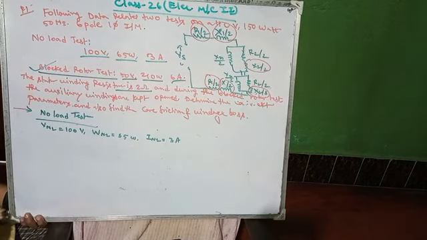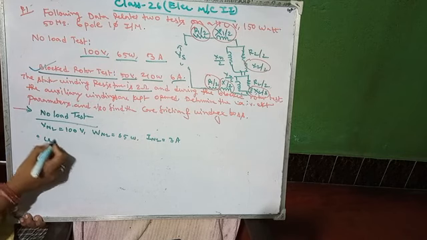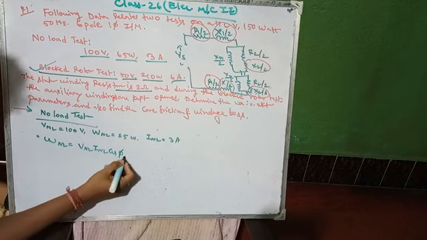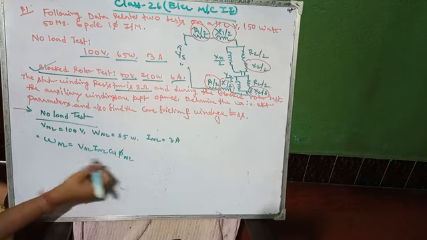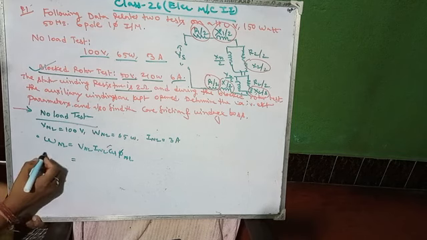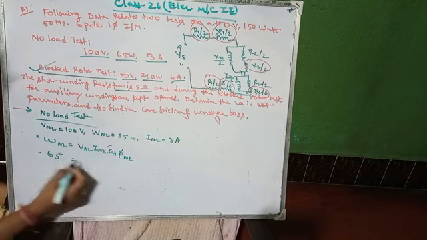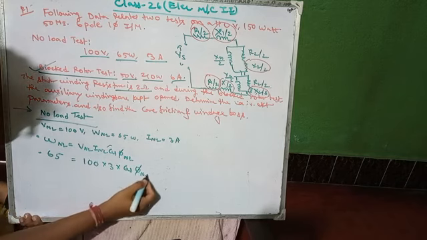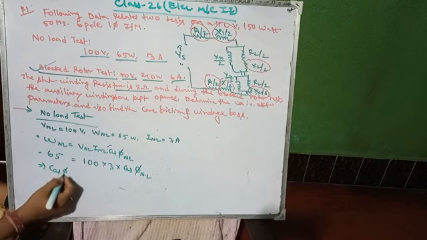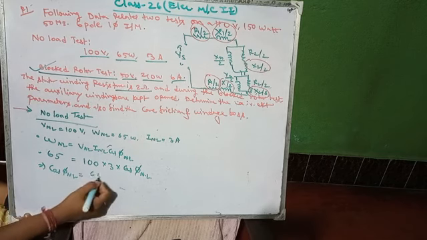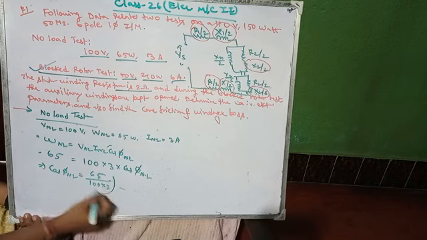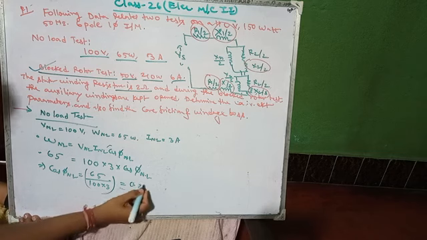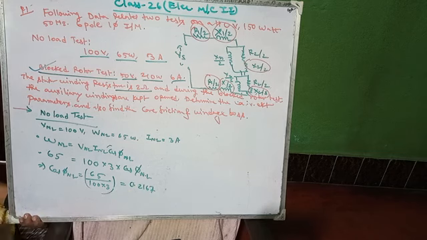So what will be the first formula? WNL equals VNL INL cos phi NL, where cos phi NL is the no load power factor. So WNL equals 65, VNL 100, INL 3. So cos phi NL equals 65 by 100 into 3. If we calculate it, the result will be 0.2167, cos phi NL.